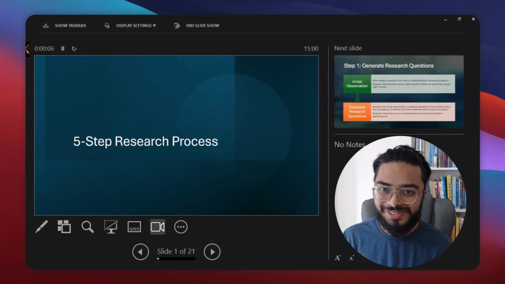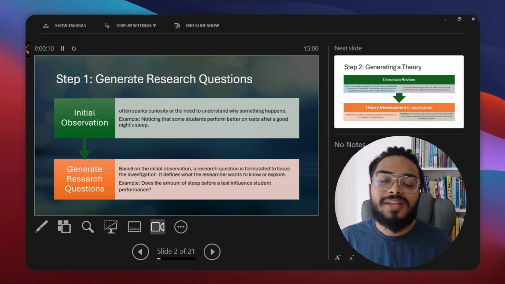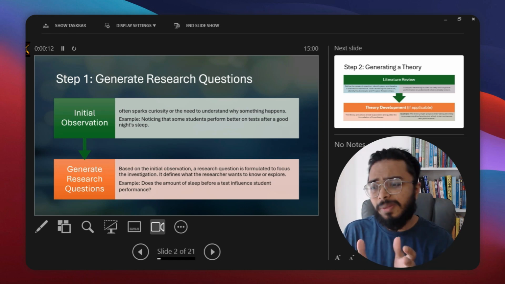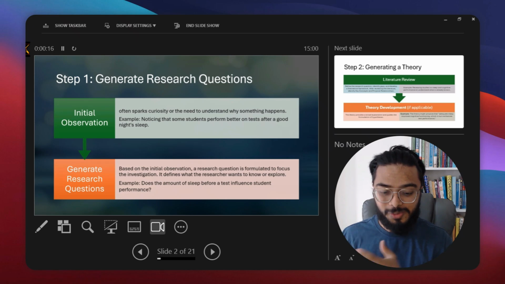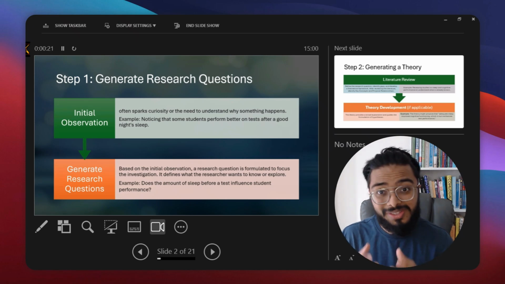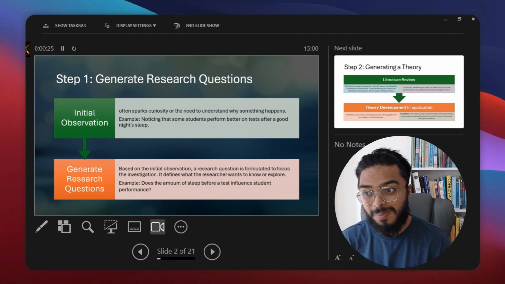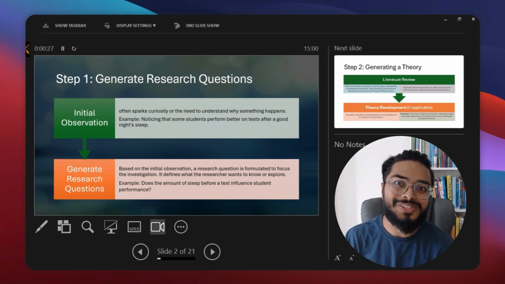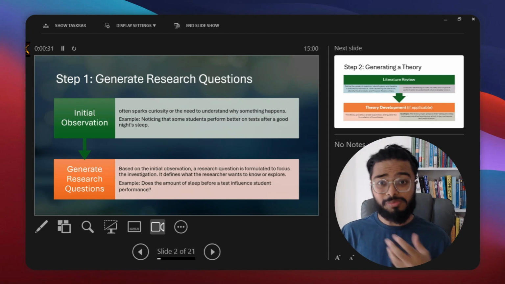Okay, so let's get started with the 5-step process of research. In the first step, step number 1, we need to generate some interesting research questions, right? Because every research project starts with a question, something that's meaningful, but how do you come up with the right one? That's the question. Well, the answer is very simple. It starts with an initial observation.